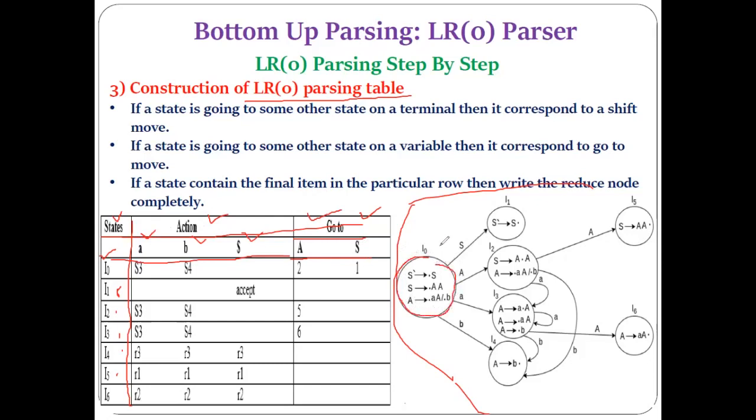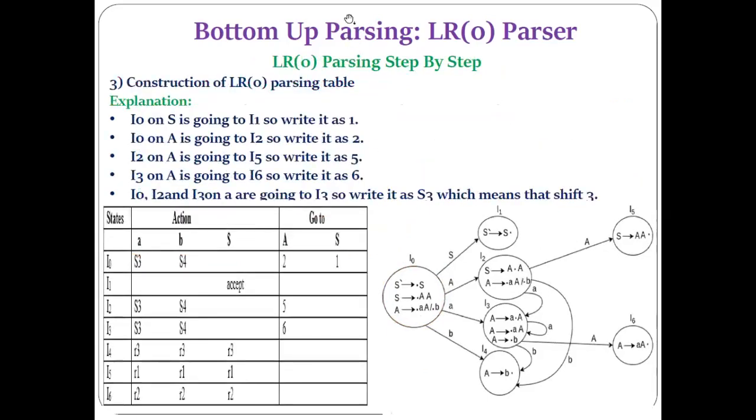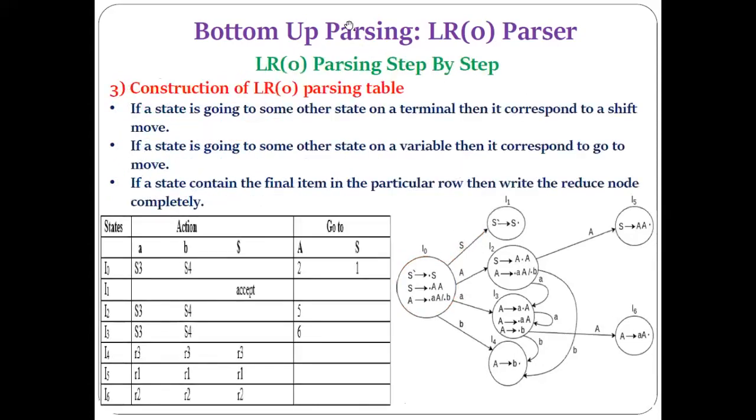Okay, we start from the I0 state. Here, in the explanatory manner I have mentioned, you can see I0 on S is going to the I1. Now before that, you must understand the previous part here.